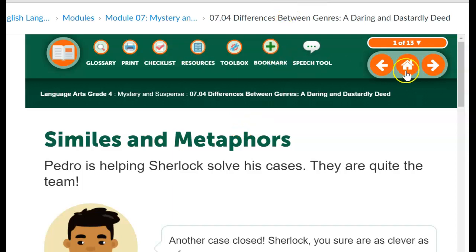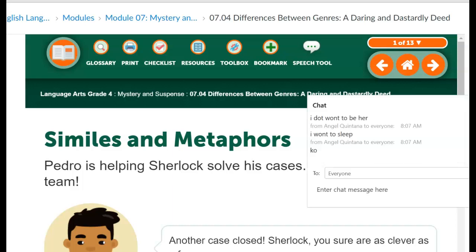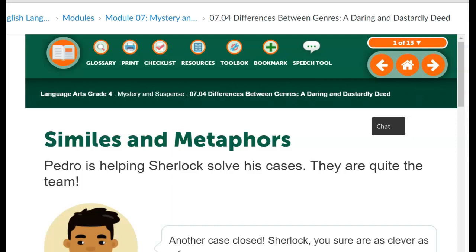So today we are looking at similes and metaphors. Has anybody talked about similes or metaphors before? Do those words sound familiar to you, or is this something that's totally brand new?